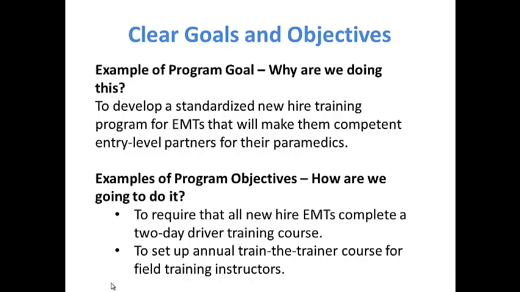So one of the goals of the program might be to develop a standardized new hire training program for EMTs that will make them competent entry-level partners for paramedics. This goal is arrived at by asking the question, what are we hoping to do here at this new hire training program? What do we want to achieve? What do we want these people to be able to do when they're done? And this is an answer. Now, the next step then is to sit down and think of objectives that answer how are we going to do that? So how are we going to achieve that?